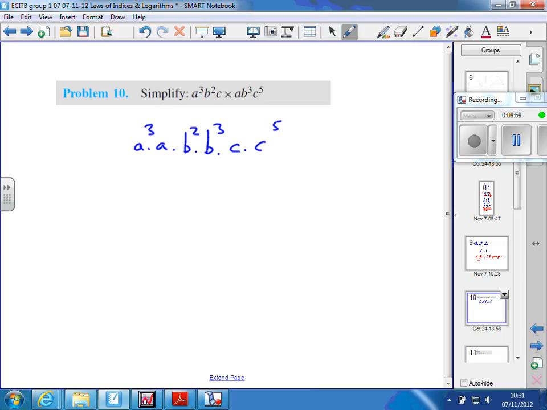So now I can combine them. Because a cubed is times by a, and remember, if there's no power there, it means a power of 1. So now I can use the first law of indices and say that's the same as a to the power 3 plus 1, which is 4, b to the power 2 plus 3, which is 5, and c to the power 1 plus 5, which is 6. So I can simplify this by adding the powers.